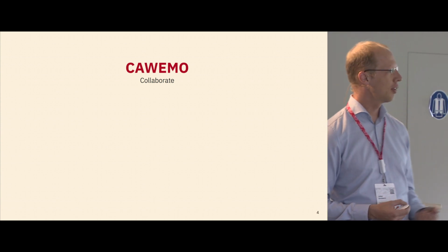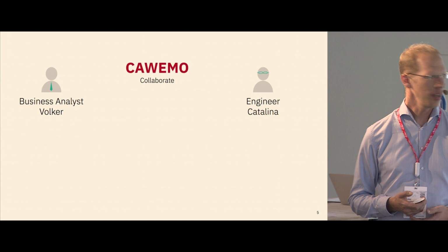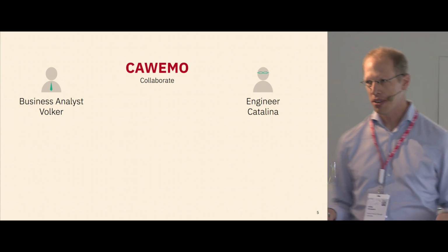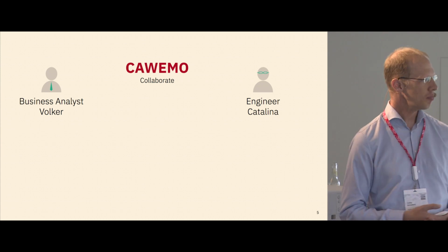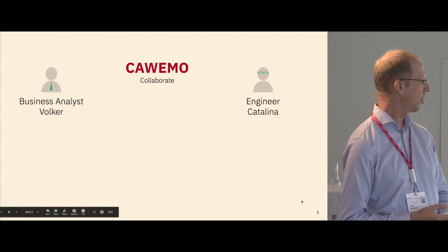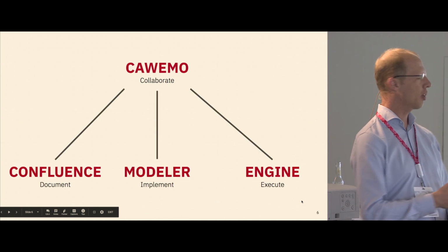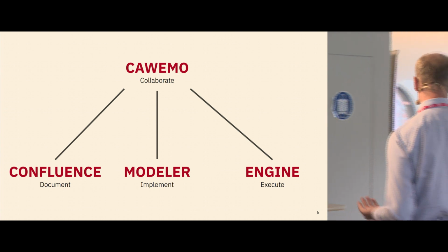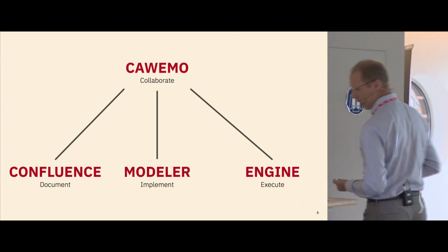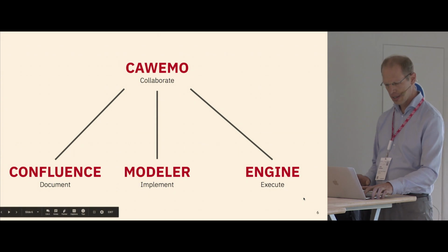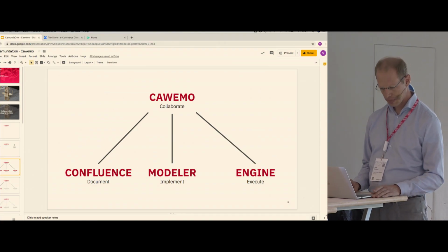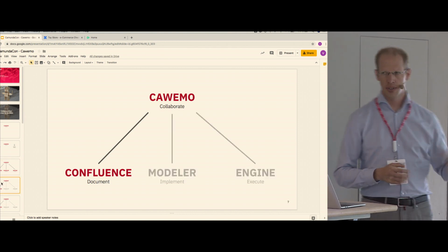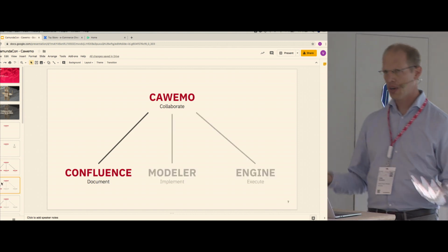And to demonstrate this, we will do a little role game today. We have Catalina being our engineer. She will implement everything, and I will play the business analyst. And then we will take a look at how Cawemo plays together with Confluence, our modeler, and the engine. Let's take a look. There we are. We start to focus on Confluence first and how that works with Cawemo.